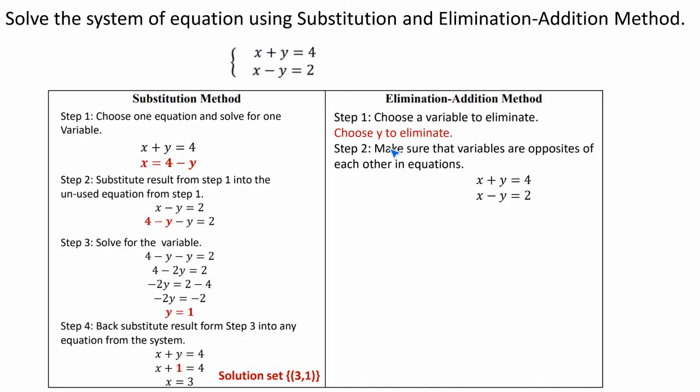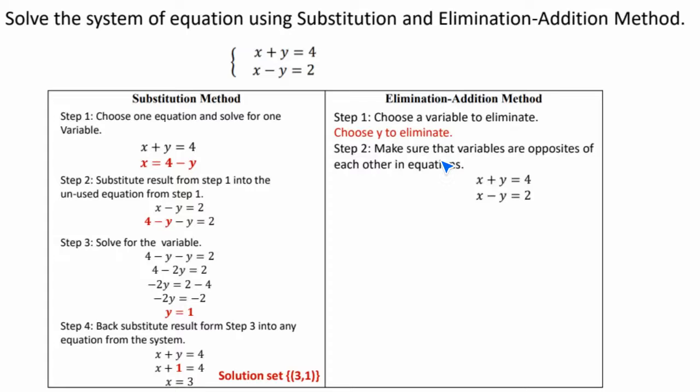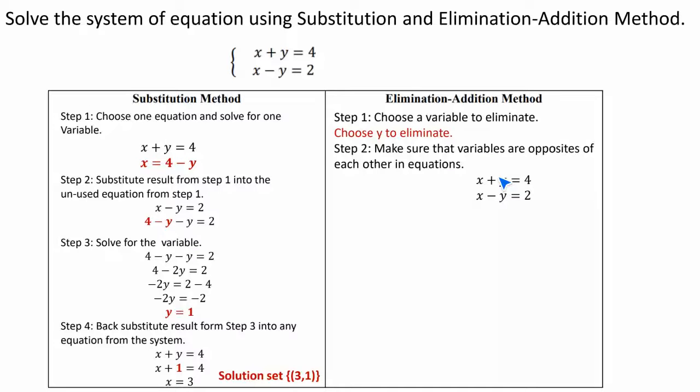Okay. So step 2, once you pick that variable, you want to make sure that the variables have opposite coefficients, that they're opposites of each other. So here I have a positive y and then I have a negative y. So here my coefficient for y is positive 1 and negative 1, which are opposite of each other. And so that's what we want to have.